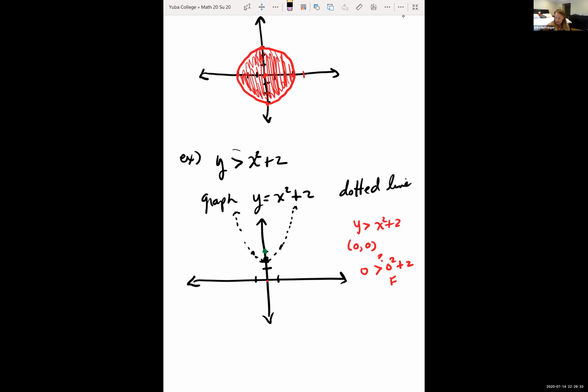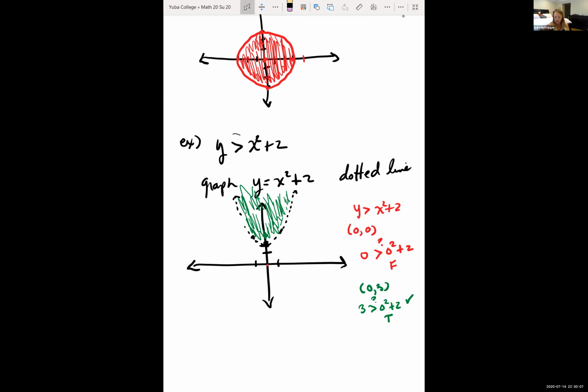So maybe let's just test it anyways to show it. But here's a point that's inside the parabola shape, and this was when x is 0, y is 3. We plug those values in, we get 3. Is this greater than 0 squared plus 2? And it is, that's true. So I know that the area that's going to be any point inside this parabola will be part of my solution set. And so there's an infinite number of values that work. So that's kind of a review of graphing inequalities, nonlinear inequalities.